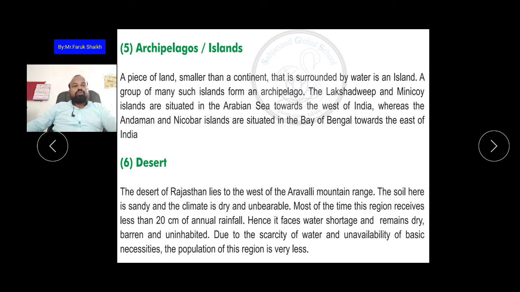Most of the time this region receives less than 20 centimeters of annual rainfall. Hence it faces water shortage and remains dry, barren, and uninhabited. Okay, uninhabited due to the scarcity of water and unavailability of basic necessities. The population in this region is very less.